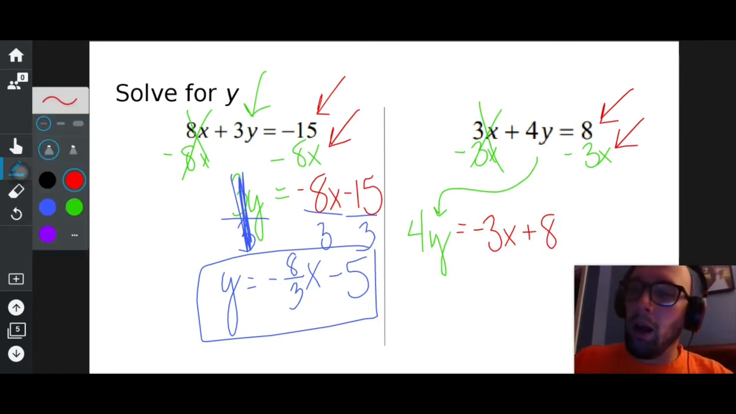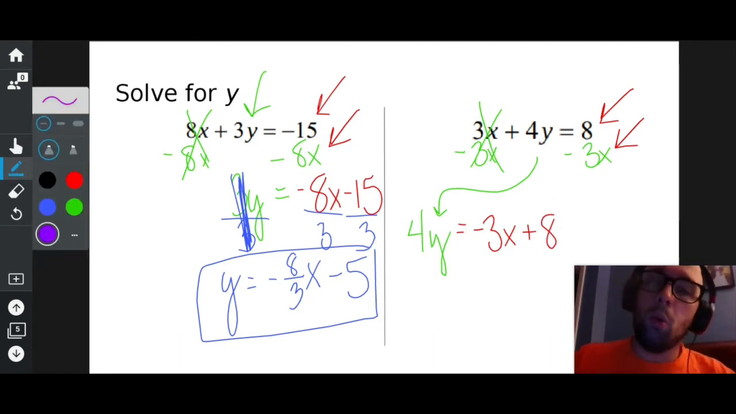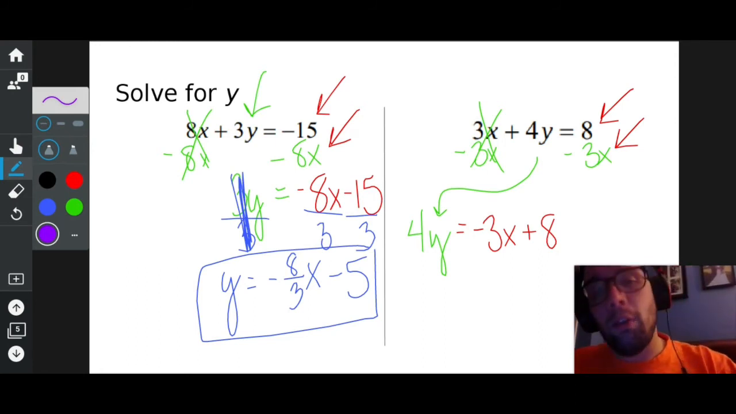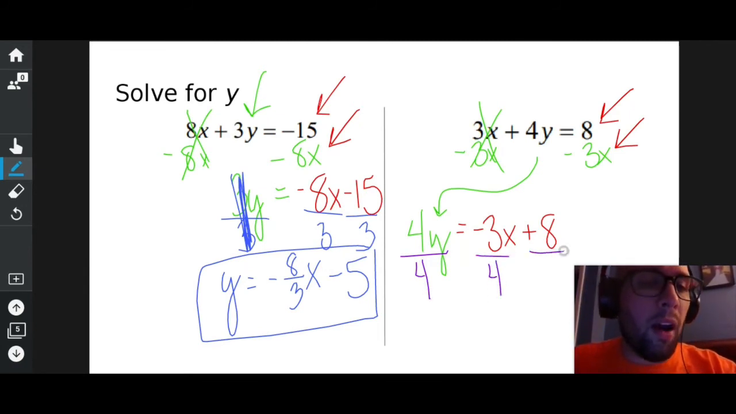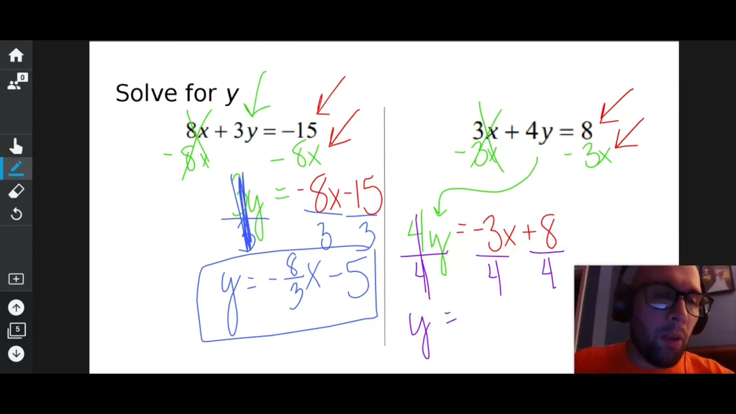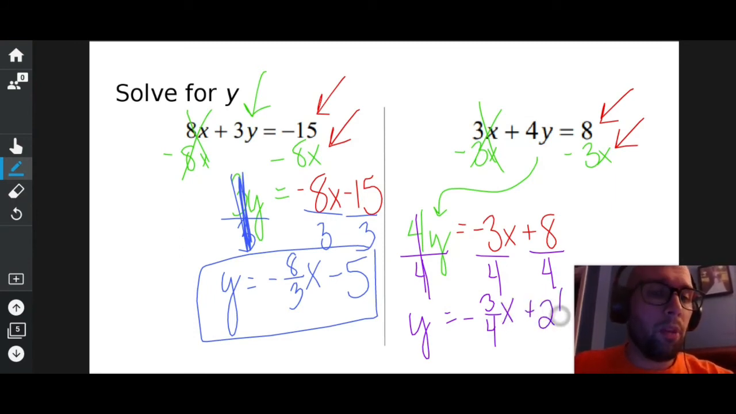Is y all by itself now? No. What's in the way? 4. How do I get rid of 4? Divide. We're going to divide everything by 4. If you can simplify your fraction, simplify it. If you can't, keep it improper. Negative 3 over 4, can't simplify it, and it's not even improper. It's just a nice old 3/4 fraction. This next guy, though, 8 divided by 4 is 2. So this problem was very similar to the one on the left.